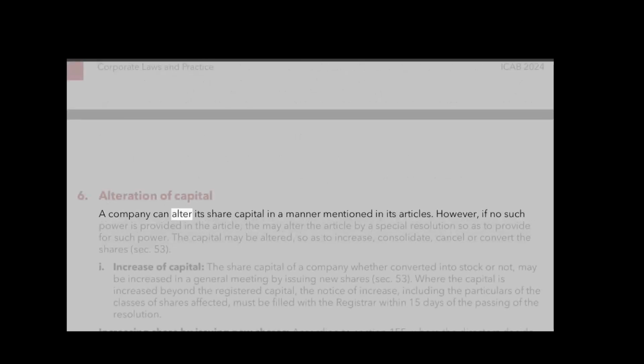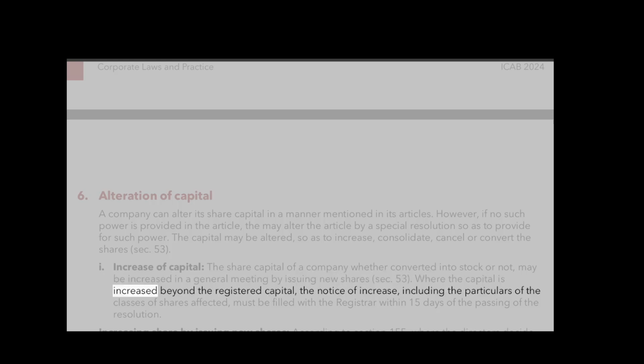A company can alter its share capital in a manner mentioned in its articles. However, if no such power is provided in the articles, they may alter the articles by a special resolution so as to provide for such power. The capital may be altered so as to increase, consolidate, cancel, or convert the shares, Section 53. 1. Increase of capital. The share capital of a company, whether converted into stock or not, may be increased in a general meeting by issuing new shares, Section 53.